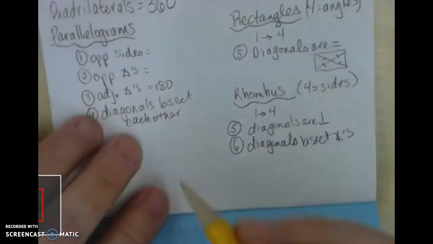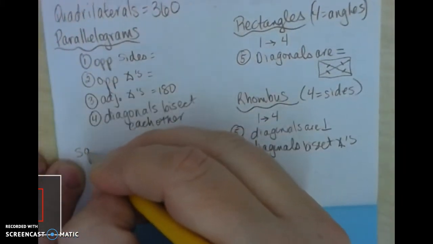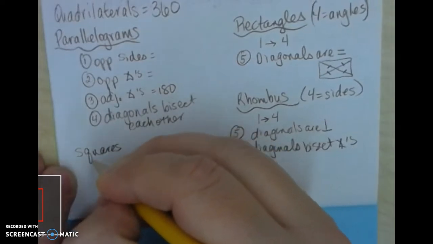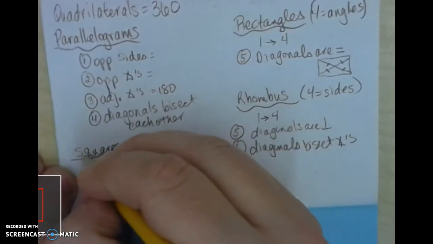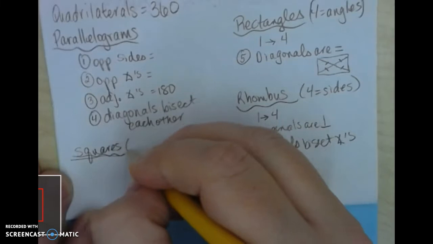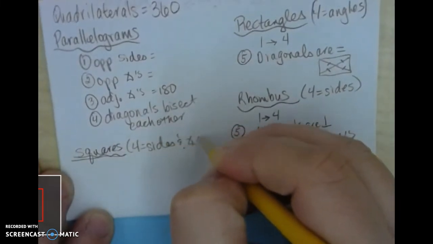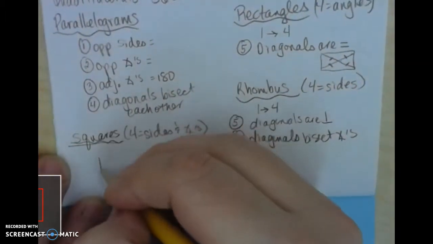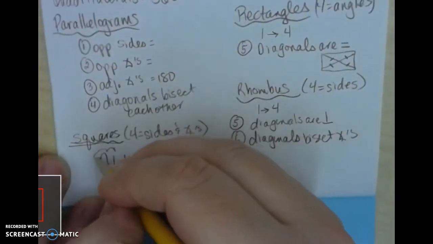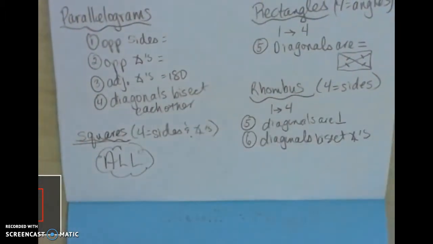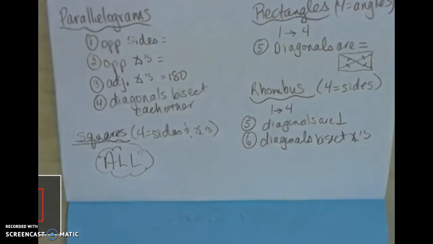And then the last thing we have is a square. And remember squares, oh, it's on a crooked line, is 4 equal sides and angles. And so that means every rule that exists applies for it, because a square, remember we talked about a square being the baby of a rectangle and rhombus, so it has all those things.